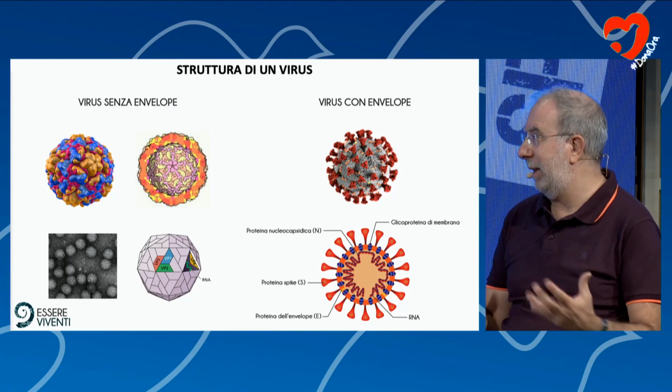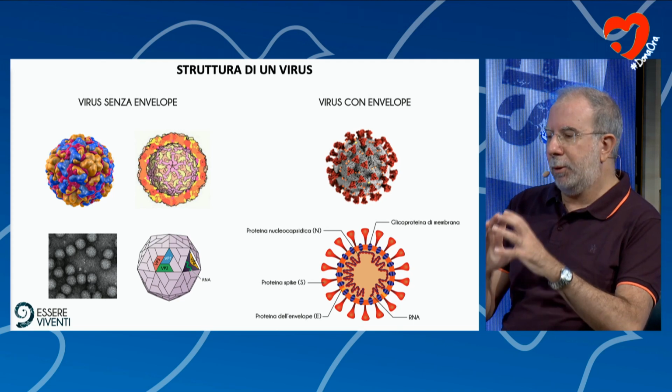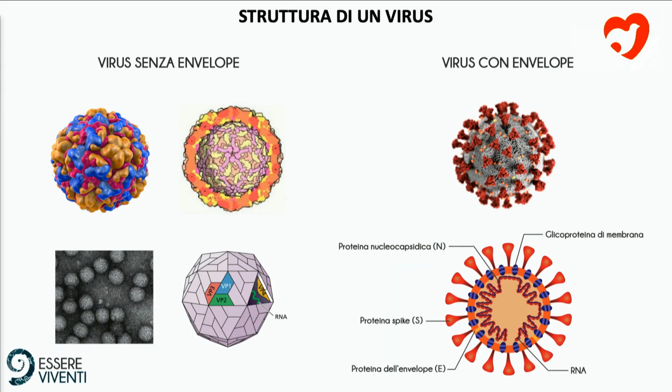So what is the structure of a virus? Now, the structure of a virus is very small. The virus is very small in itself, ranging from 20 to 400 nanometers, usually. And they have a protein coat, which is called the capsid, where there's nucleic acid, which can be either a DNA or an RNA.